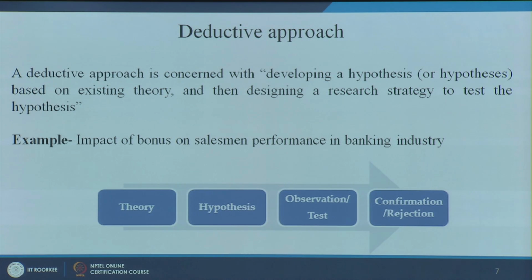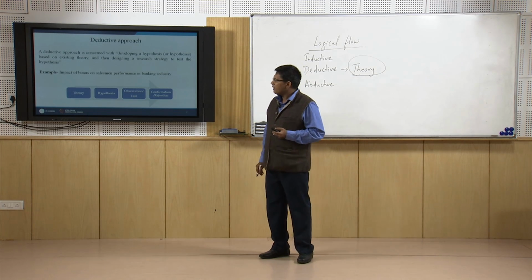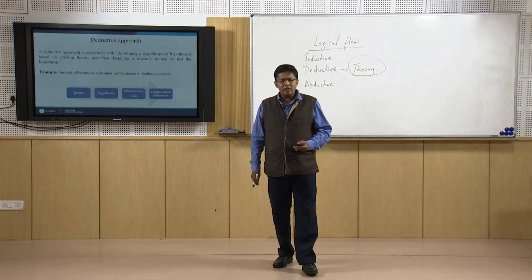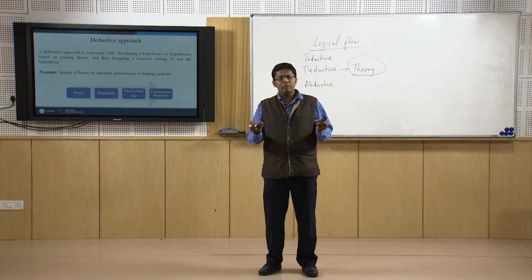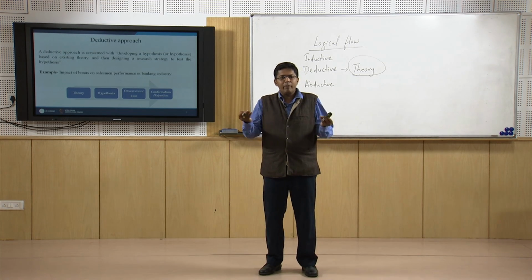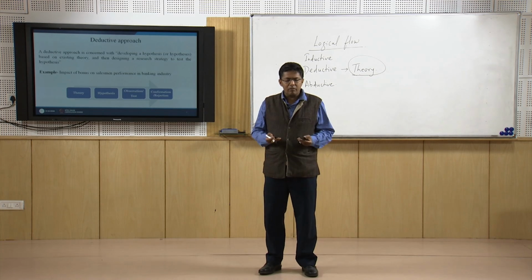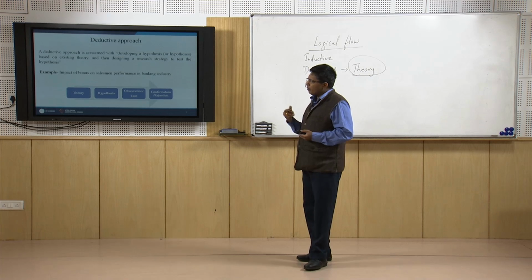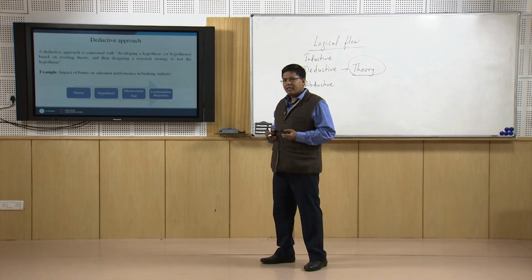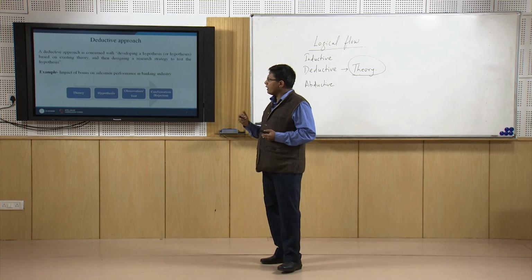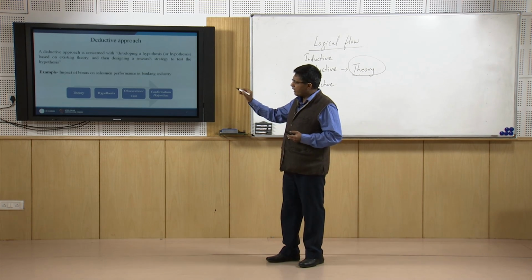Take this case example which I have given, the impact of bonus on sales performance in the banking industry. Now, theory says that there is a carrot and stick approach. For example, you can provide carrots and you can motivate people and they would work better. So, on the basis of this theory we will say that if a bonus is given to the salesmen, their performance would increase. Now, if you look at it, how does it move?